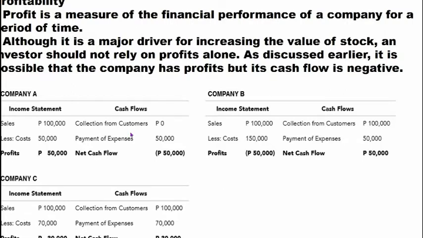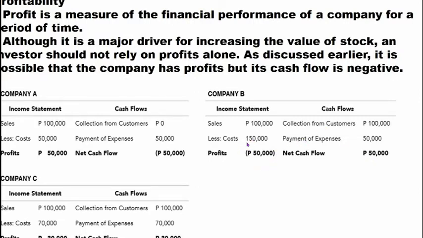company A. While pagdating naman kay company B, pagdating sa income statement, meron siyang sales na 100,000. Ang cost is 150,000. Sa profit pa lang, lugi ka na. Nalugi ka na kaagad ng 50,000. Pero pag tinignan mo sa cash flow, 100,000 ang nakuha niyang cash from the sales. So, lahat na nababayad sa cash. Pag nagbayad siya ng expense, ang matitira is 50,000. So, hindi ka pa rin mag-i-invest kay company B.